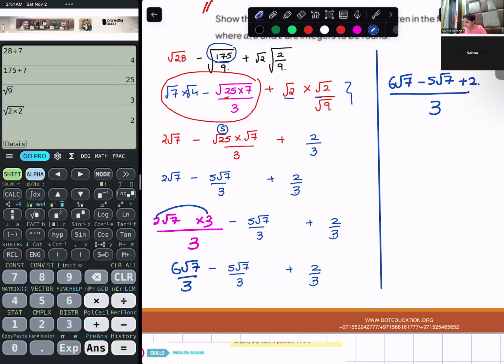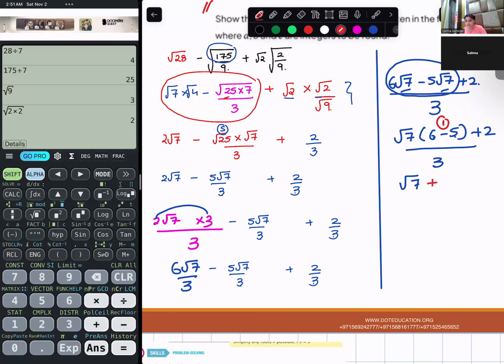This has root 7 and root 7, so it can be clubbed together. I will remove root 7 and this will be 6 minus 5 plus 2 by 3. So this becomes root 7. 6 minus 5 is nothing but 1. So it becomes root 7 plus 2 by 3.